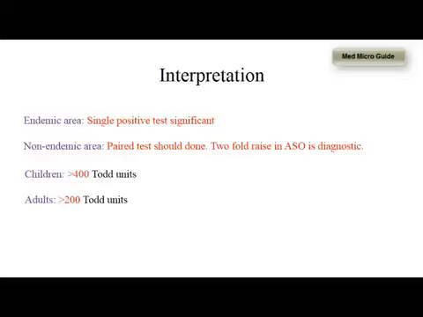For children, the cutoff value of ASO titers for diagnosis of rheumatic fever is kept a little bit higher than the titers for adults. So in the Indian scenario, more than 400 Todd units for children should be considered as acute rheumatic fever, and for adults more than 200 Todd units should give a suspicion of acute rheumatic fever.